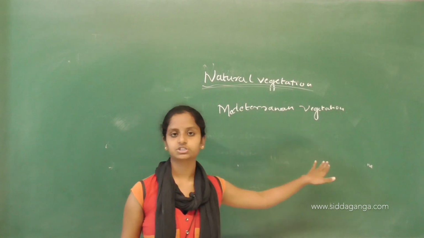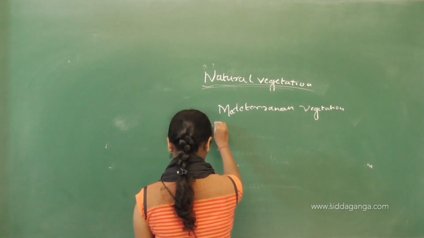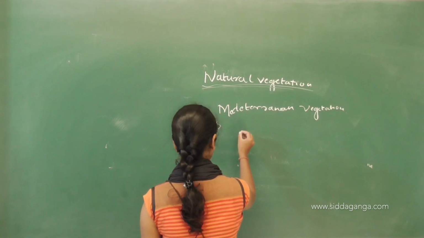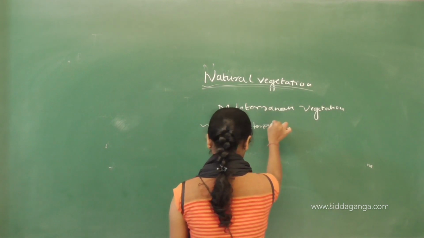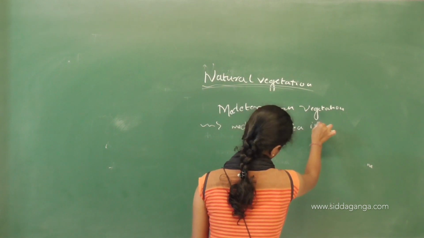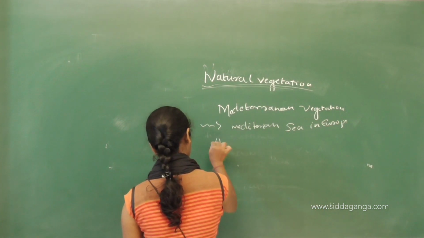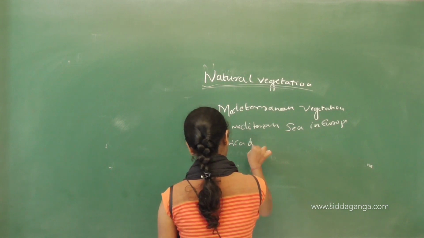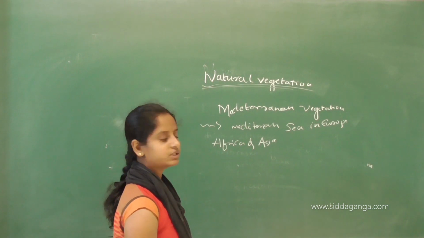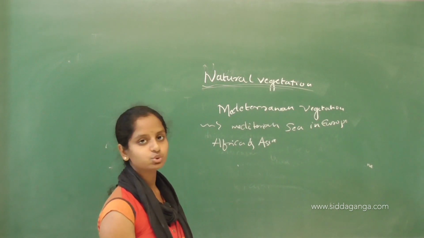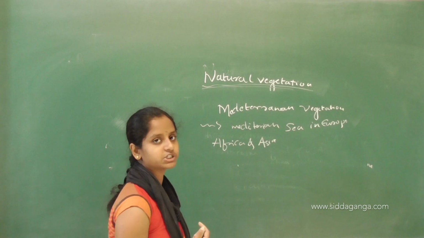This Mediterranean vegetation can be seen near the Mediterranean region. Okay, let me write them. They are mostly found in the areas around the Mediterranean Sea, in Europe, Africa and Asia. That is why we call it Mediterranean vegetation.